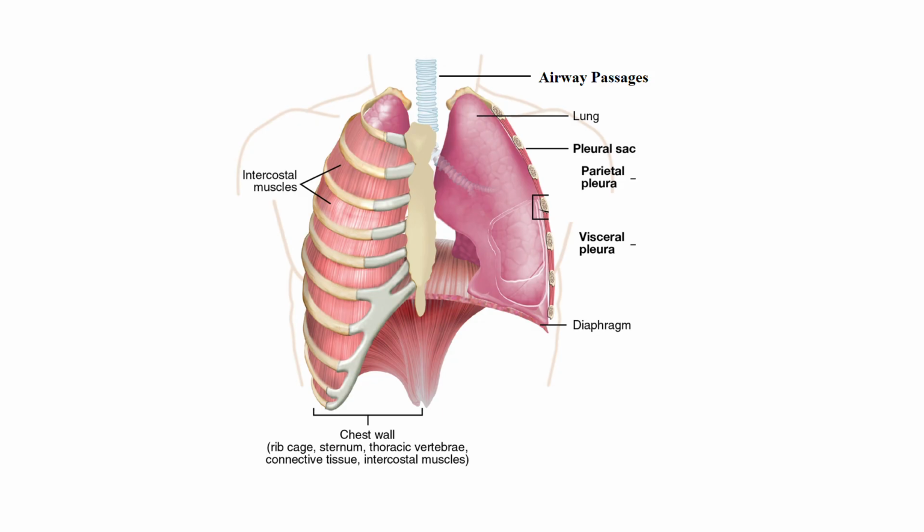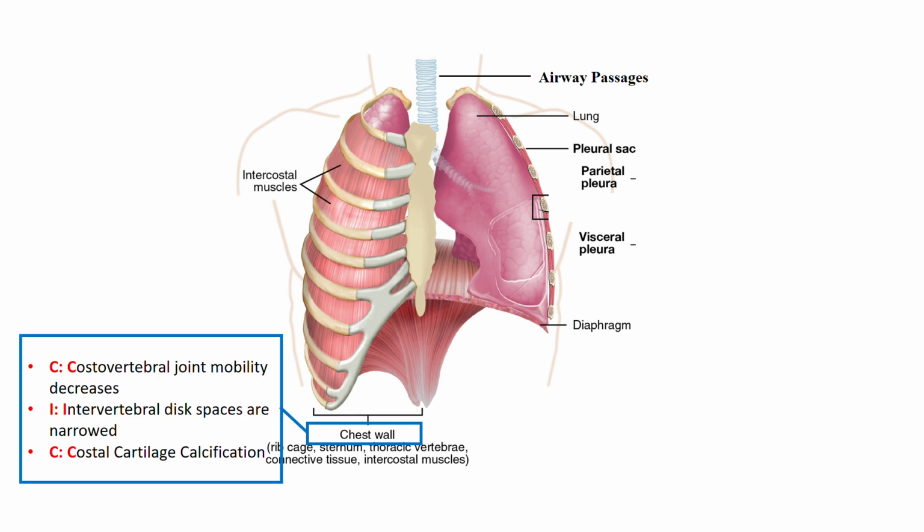What happens in the respiratory system when the person gets older? First of all, the chest wall. There will be changes summarized in the letters CIC. First of all, the costovertebral joint mobility decreases. Intervertebral disc spaces are narrowed, which is reflected as kyphosis, or hyperkyphosis if the angle is more than 40 degrees. And finally, costal cartilage calcification. These changes will reduce the lung compliance.